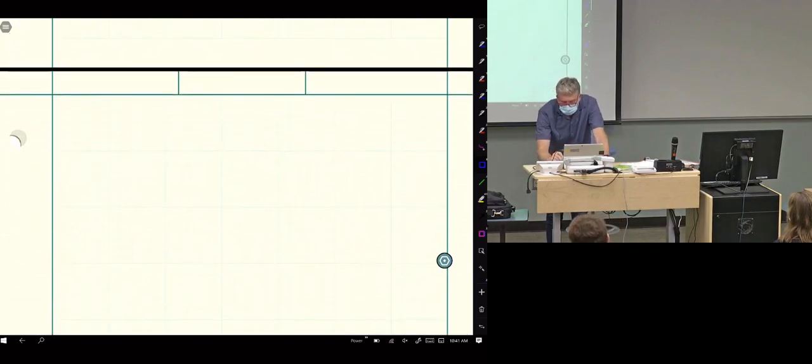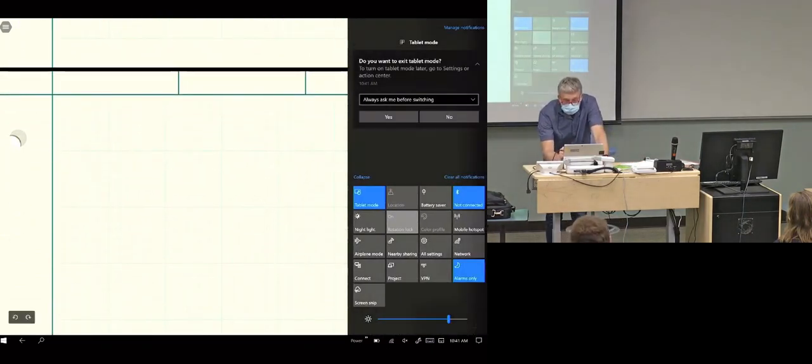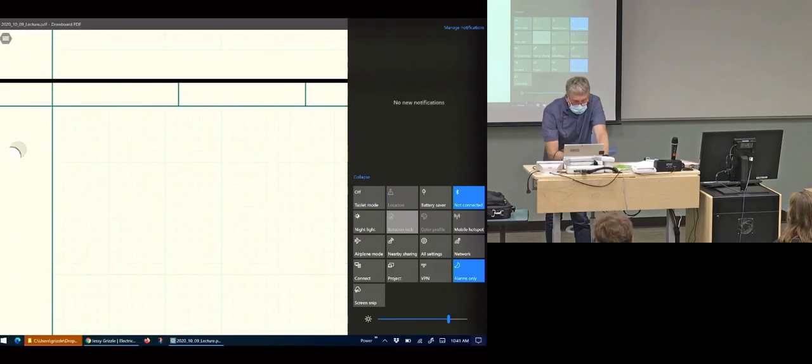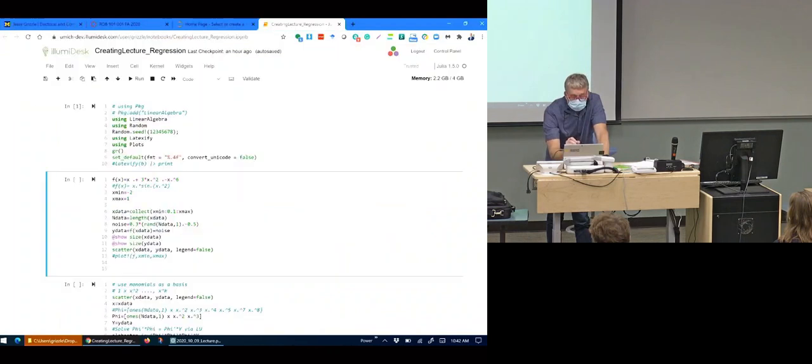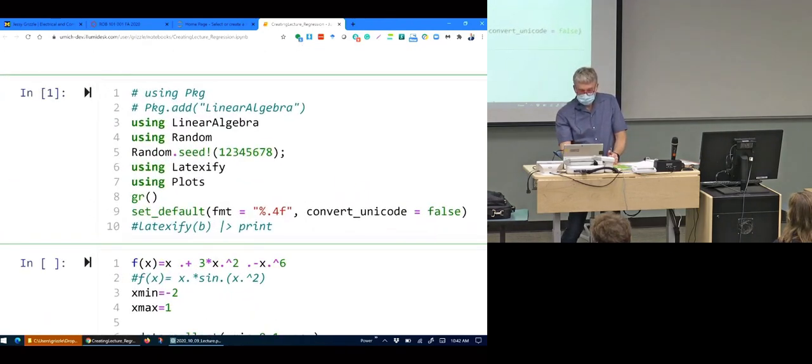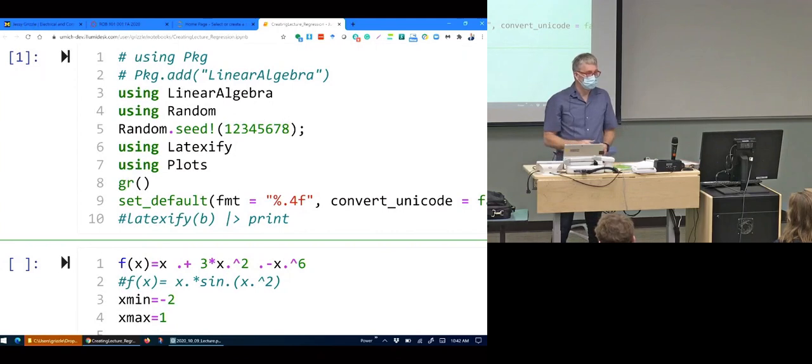Let me get out of Drawboard for a little bit. This is Julia. So, what can you guys see? Not very much. Can you see that? That means at home they can probably see it too, okay?